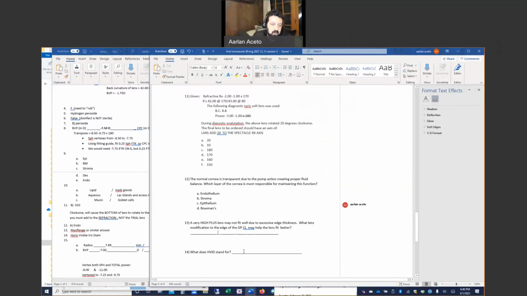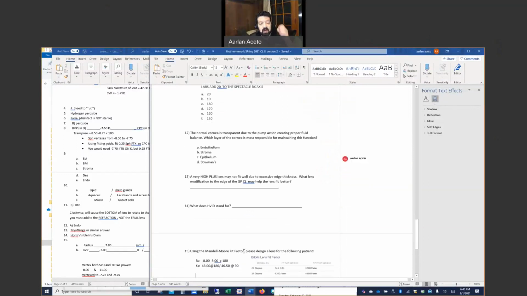HVID, what does that stand for? Horizontal visible iris diameter. How wide is the cornea? That's how we do soft lenses. We can do a lot of other types of lenses as well.